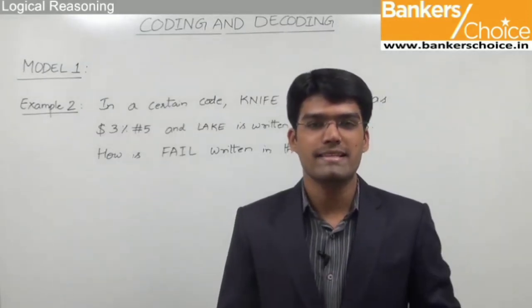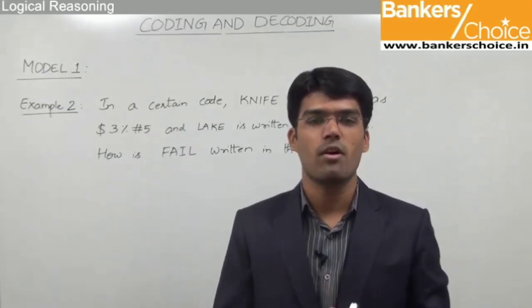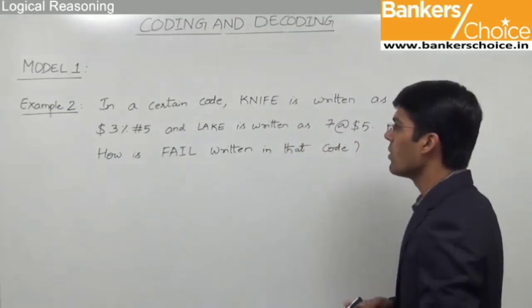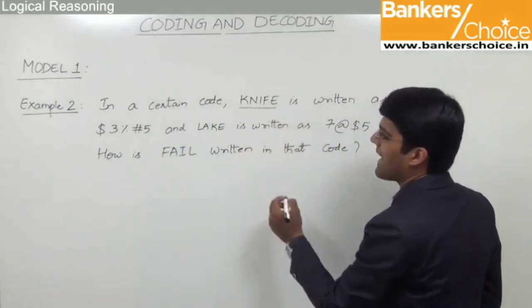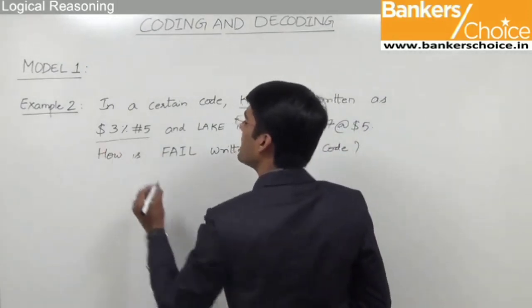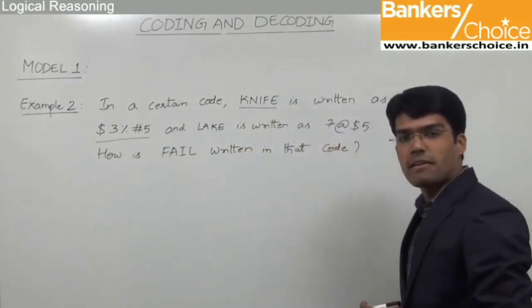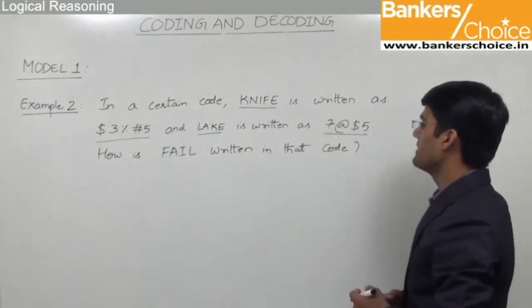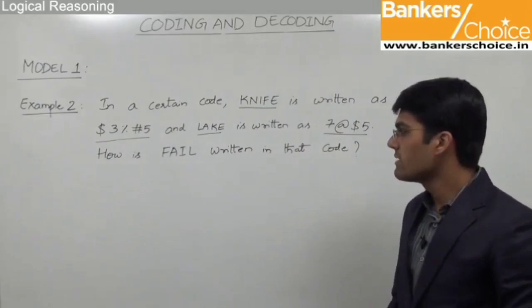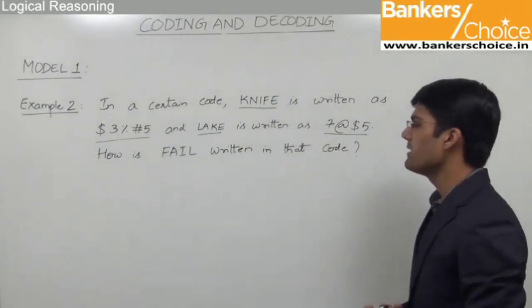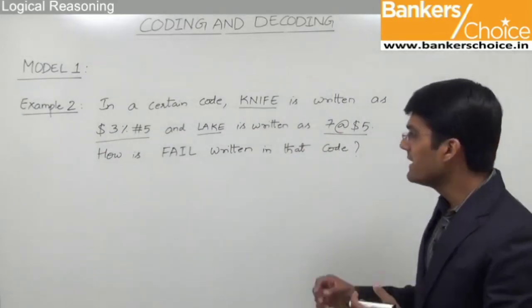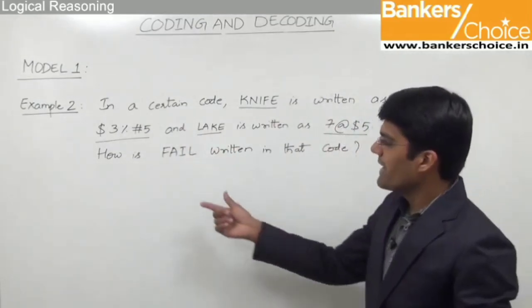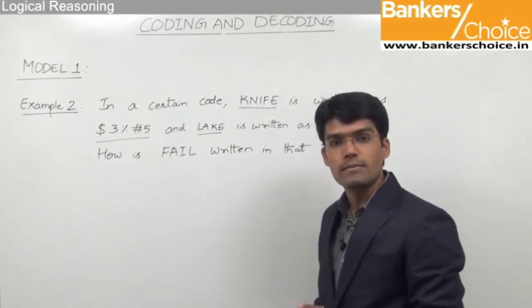Let us now take a second example based on the various coded forms that we have discussed earlier. Here the question is, in a certain code, knife is written as $3%#5 and lake is written as 7@$5. So how is fail written in that code? So as you can see, the coded form of two words have been given and we need to find out the code for the third word.